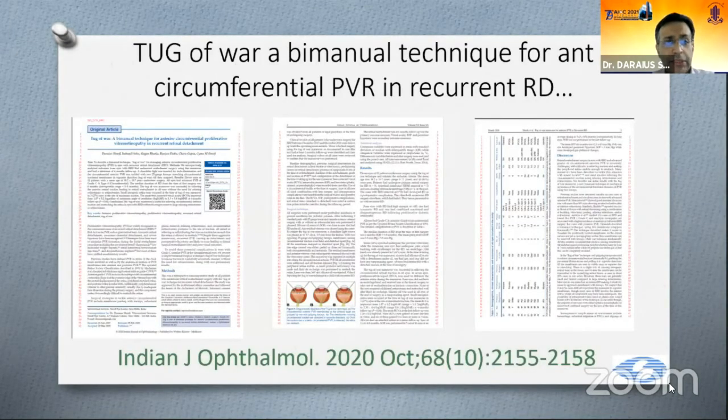And this is something which we published as an original article in the Indian Journal of Ophthalmology, and it was out in the October issue. It's free online if anyone would like to see it.